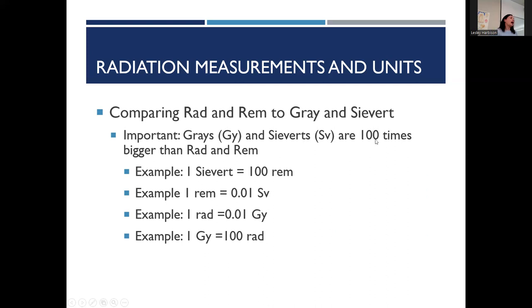You can star that, you can highlight it, you can make it flash on something, I don't know, like make it interactive.